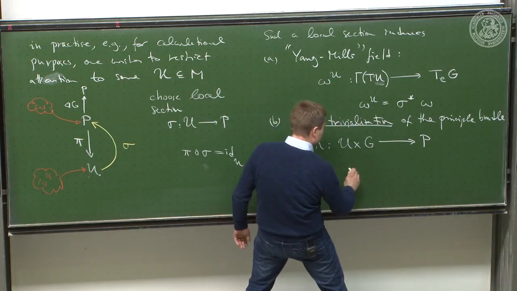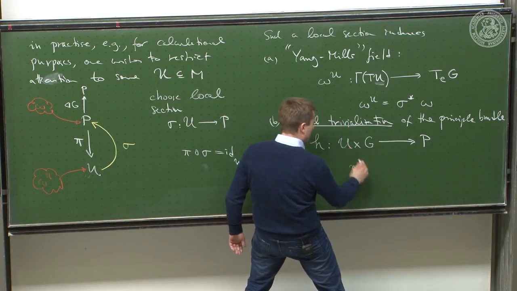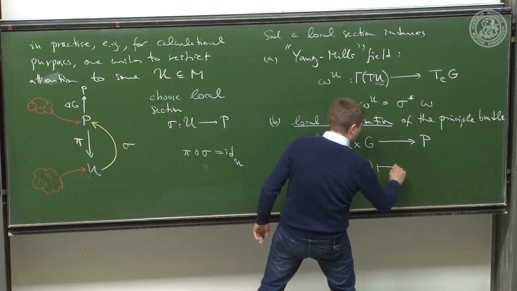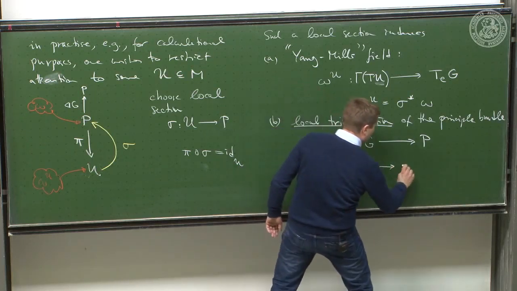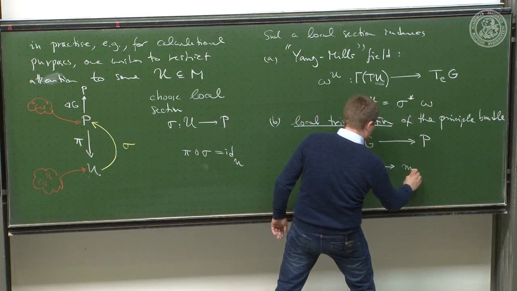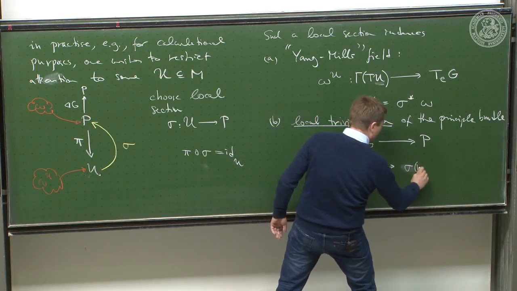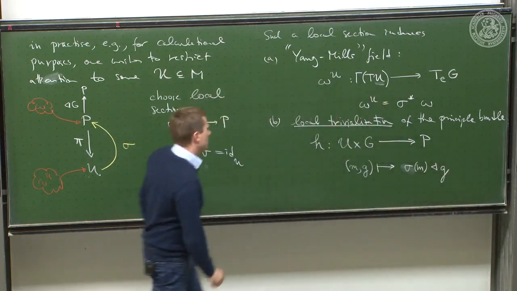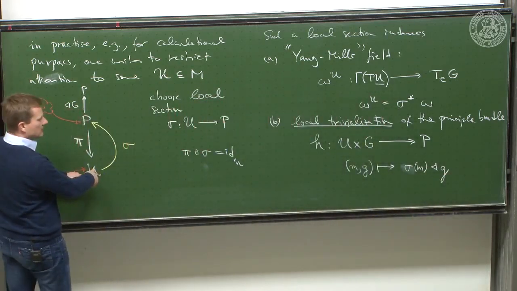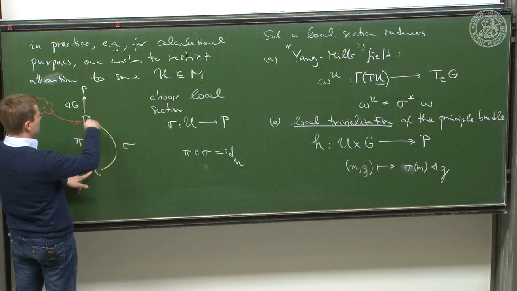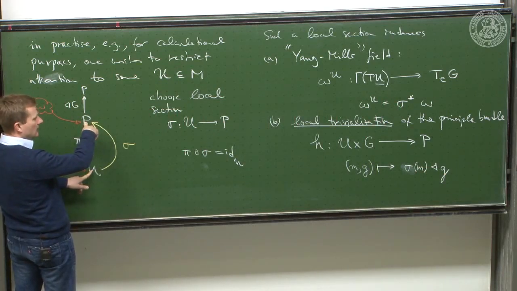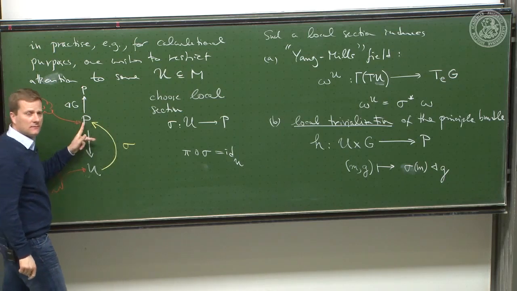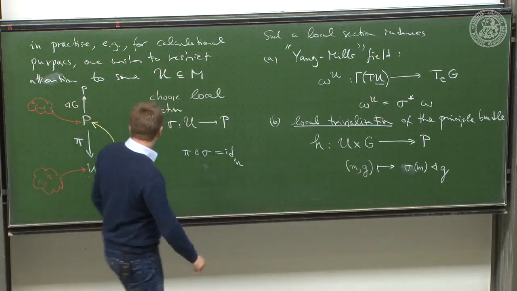How? Well, you take an element little m in U, an element g in the group, and you map this to sigma of m acted upon from the right by g. Because a point m in here is first lifted by the sigma to a point in here, and then the g moves you in the fiber. Okay? So again, the section does two things.